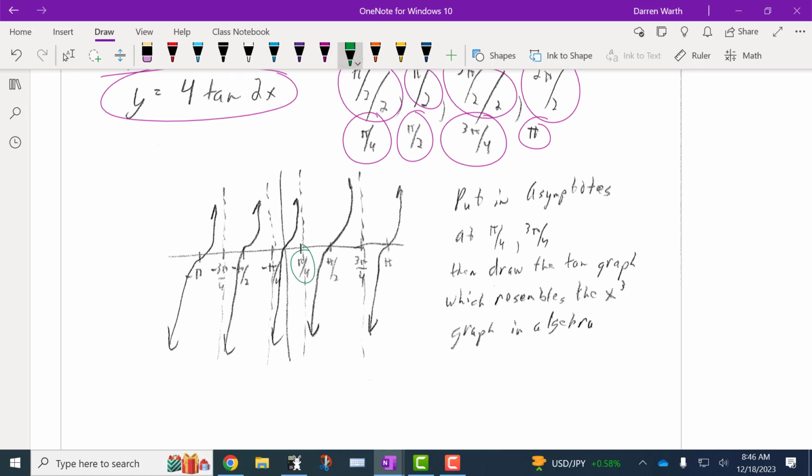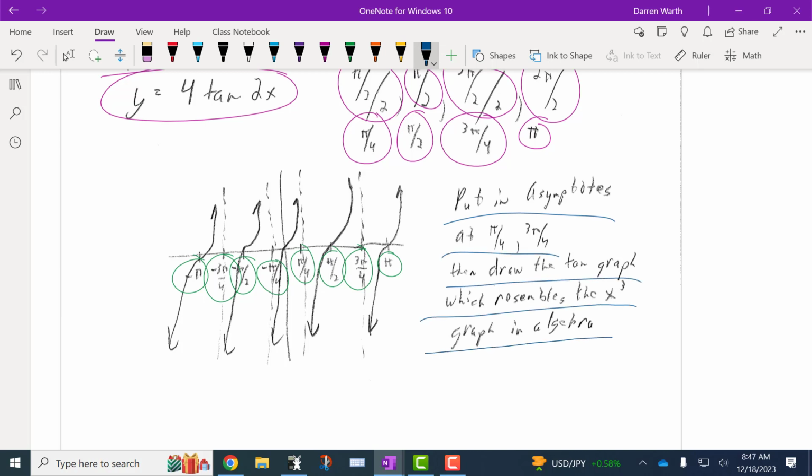I've got pi over 4, then I've got pi over 2, 3 pi over 4, and pi. I put in my negatives, so negative pi over 4, negative pi over 2, negative 3 pi over 4, and negative pi. Okay, once I'm done doing that, when you're dealing with a tangent, you got to put in the asymptotes. They're going to happen at pi over 4, 3 pi over 4, then draw the tangent graph, which resembles the x cubed graph in algebra.